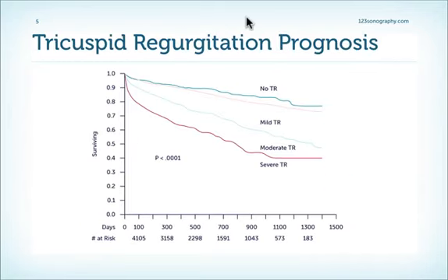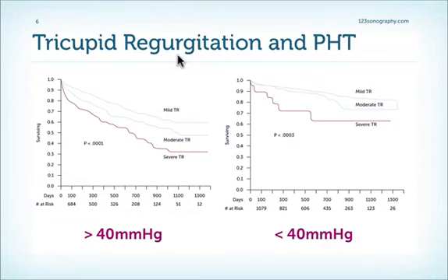Is the presence of TR relevant for the patient? Yes, it is. Here is a graph which shows you the different degrees of TR with respect to survival. If you take a look at patients who have severe or moderate TR, then you can also see that their survival is poor. So, yes, tricuspid regurgitation is an independent risk factor for death. And this is true, independent of whether the patients also have pulmonary hypertension or not.